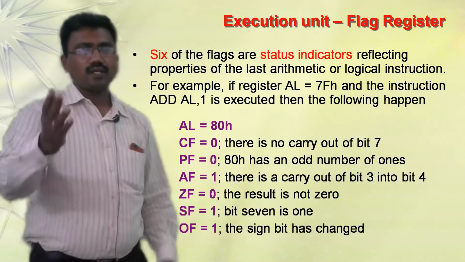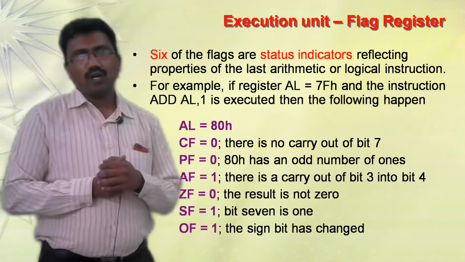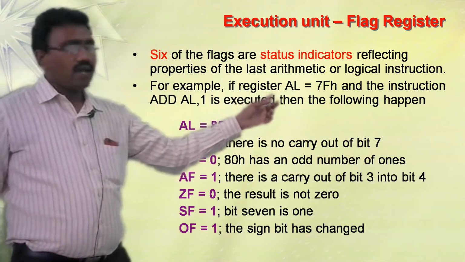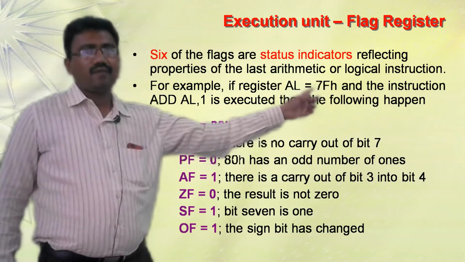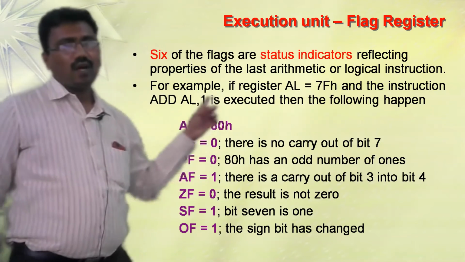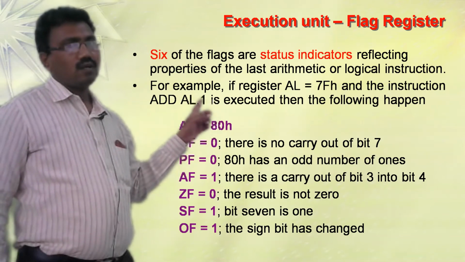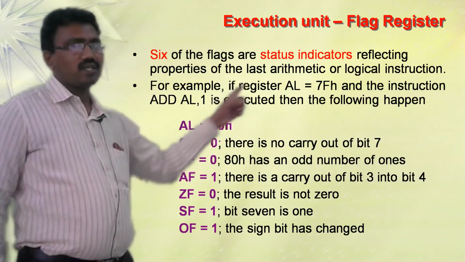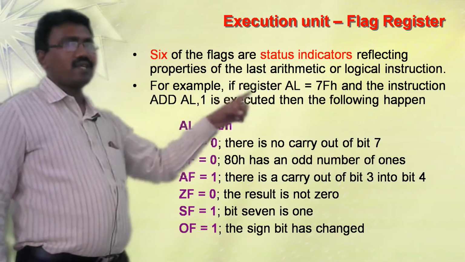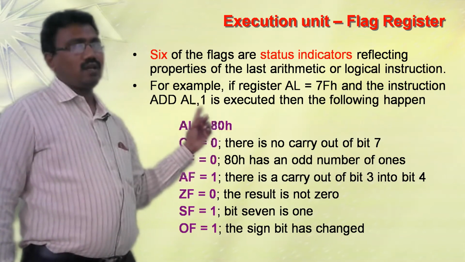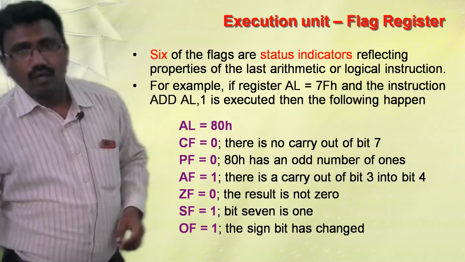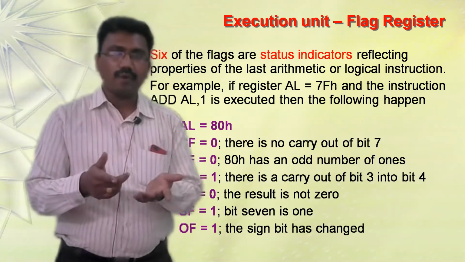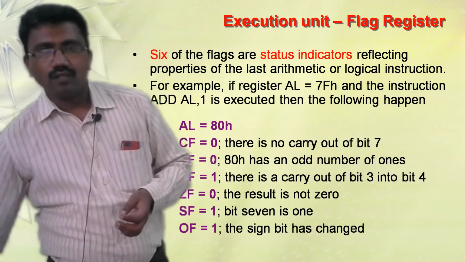Let us take one example regarding how the condition code flags are set to 1 or 0. Here, AL value before operation is 7Fh, where the small h indicates it is a hexadecimal number. The instruction is ADD AL, 1, which means 1 is added to the present AL content. Before execution of this instruction, AL is 7Fh. The function is 7F plus 1, and the result is stored into AL. Basically, these six condition code flags are set to 1 or cleared to 0 based on the ALU operation. Using this example, we'll see how these flags are affected.